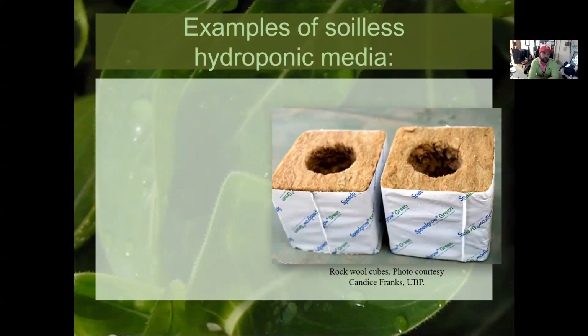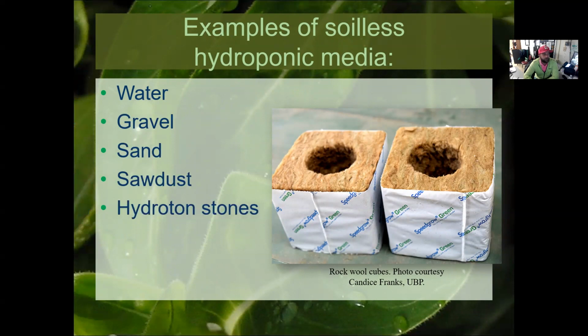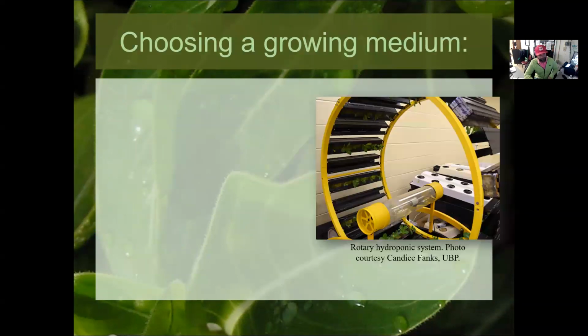Examples of soilless hydroponic media. So we have water, gravel, sand, sawdust, hydrogen stones, horticubes, rock wool, and there are actually a few other things you can look into as well. If we take a look at the picture here on the right, these are rock wool cubes. I haven't worked with these in a really long time. The system we will be using in this class is water-based. We'll be using PVC pipes in a horizontal fashion with holes in the top, circulating water through over and over again with all the nutrients and that good stuff.